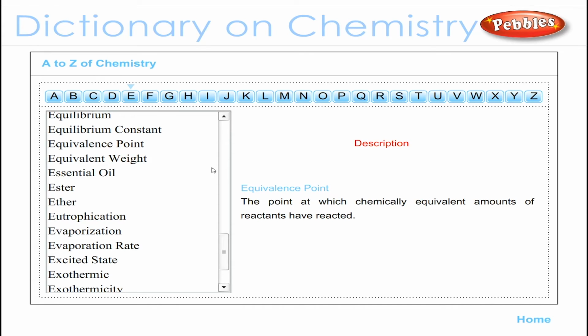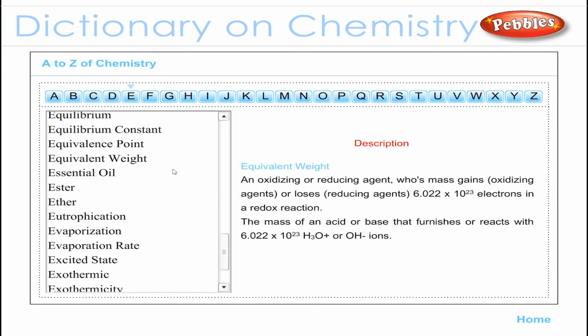Equivalence point: the point at which chemically equivalent amounts of reactants have reacted. Equivalent weight: for an oxidizing or reducing agent, the mass that gains (oxidizing agents) or loses (reducing agents) 6.022 × 10^23 electrons in a redox reaction. For an acid or a base, the mass that furnishes or reacts with 6.022 × 10^23 H3O+ or OH- ions.